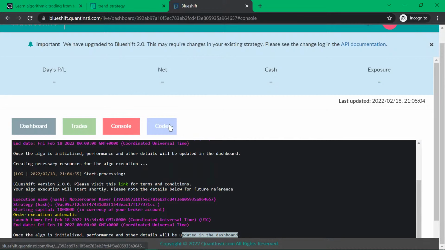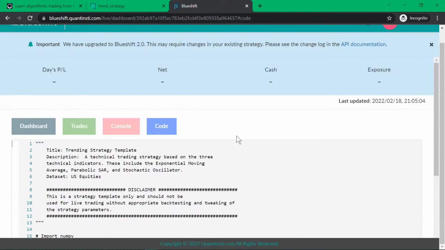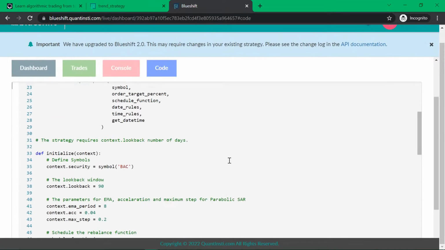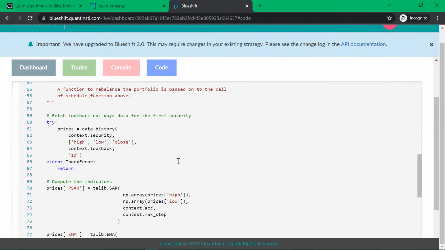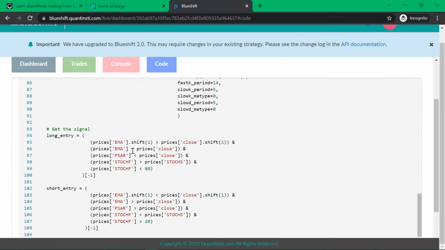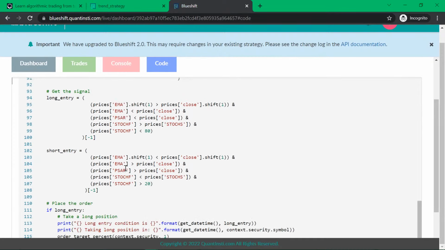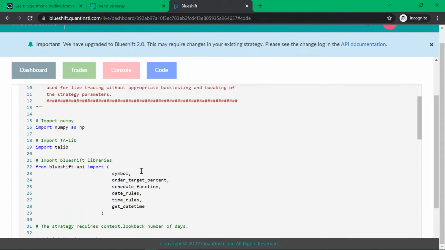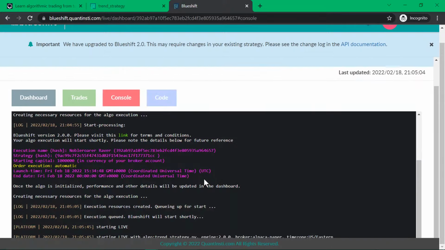And if you want to recheck your code, you can click on the code and it will take you to the code. So again, you can recheck your code here if you want to change any parameters. For example, we have given many trading rules. So if you want to remove a trading rule, or if you want to change the logic for a trading rule, you can go back, change it and deploy it. So let's go to the console and see.